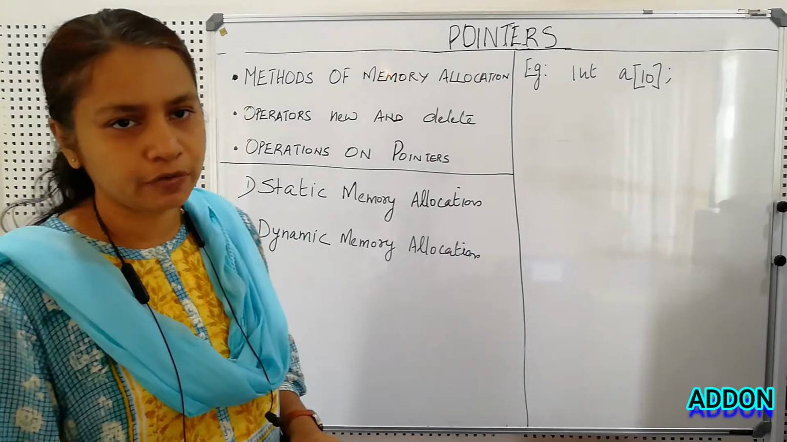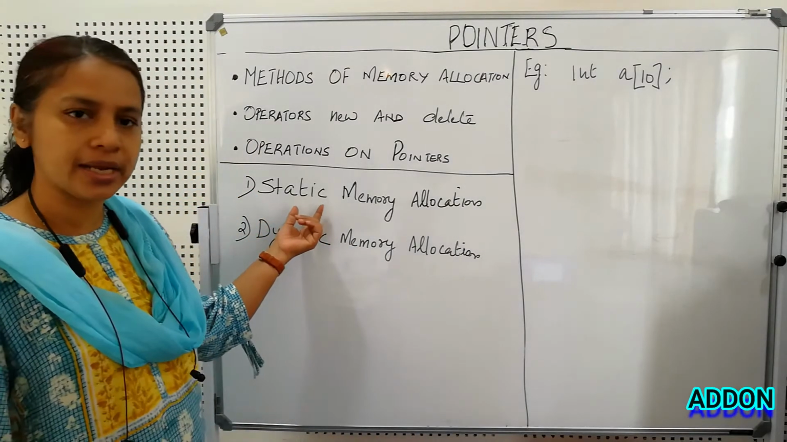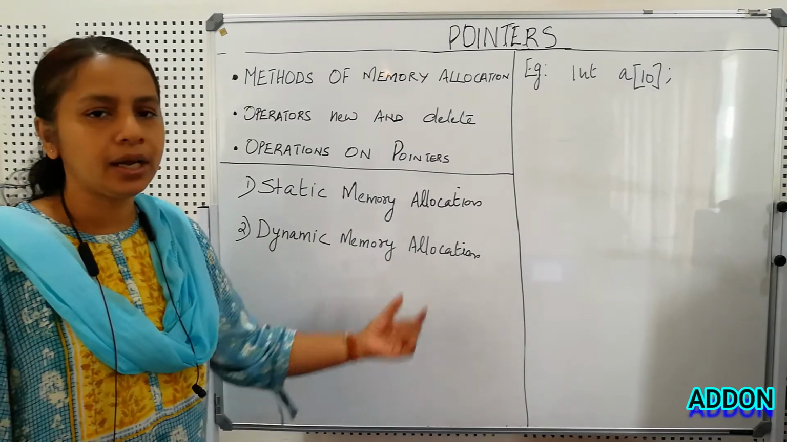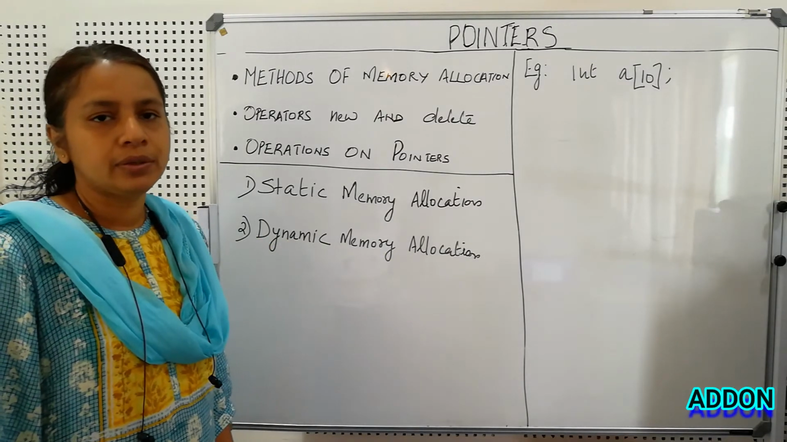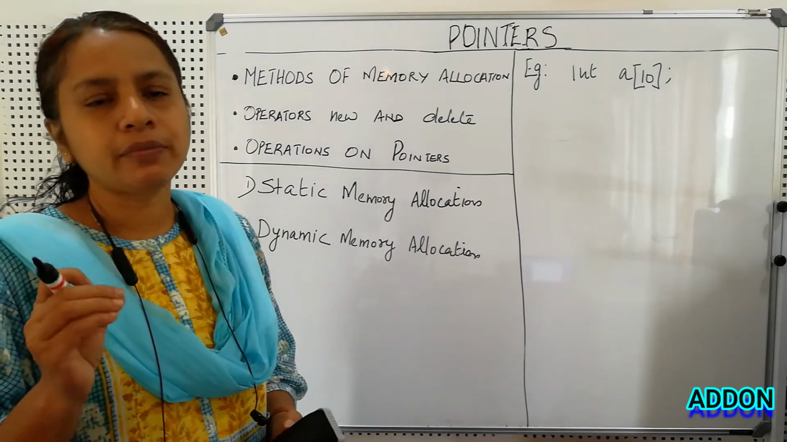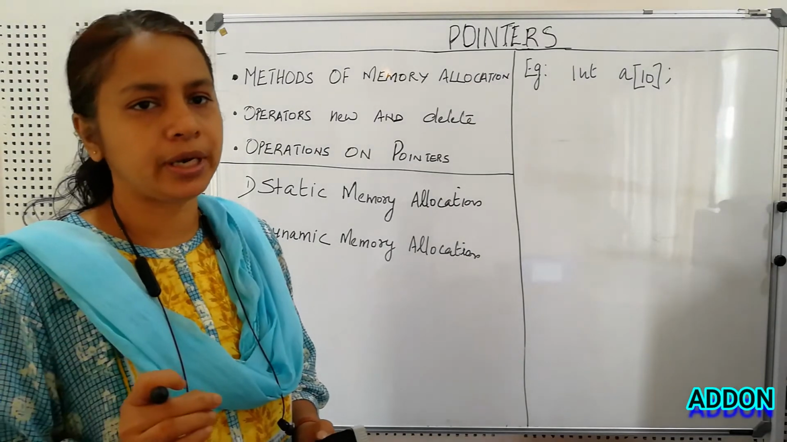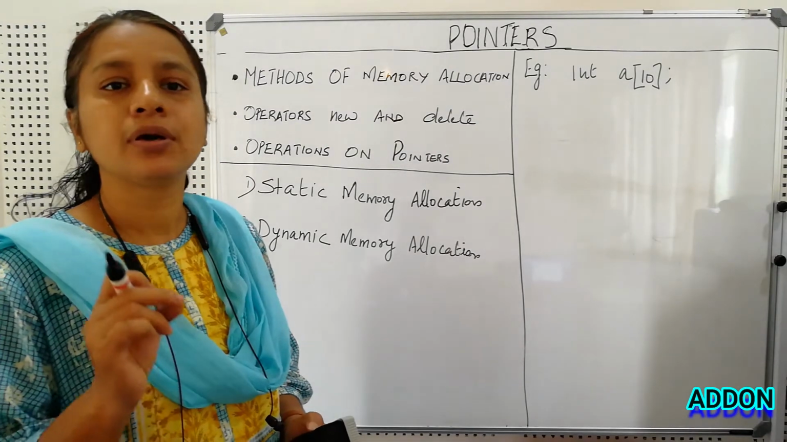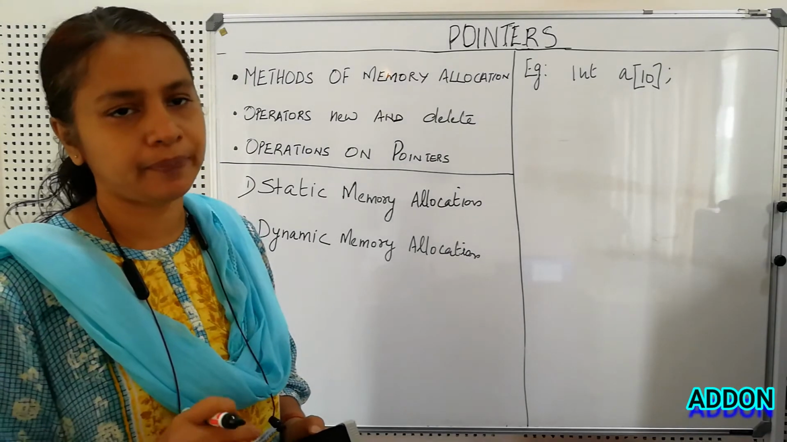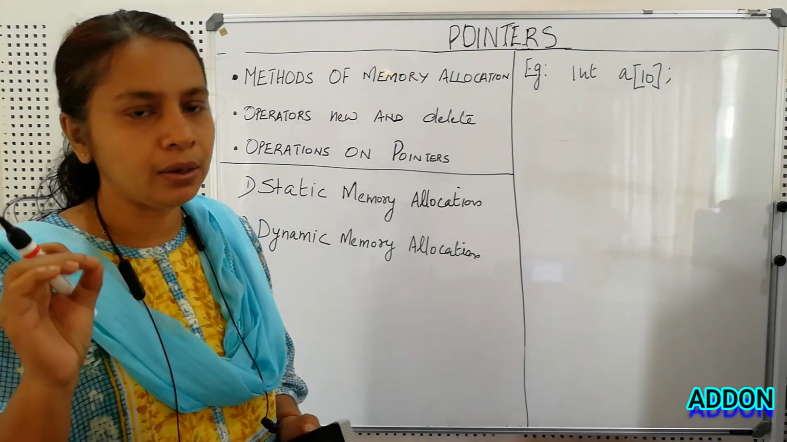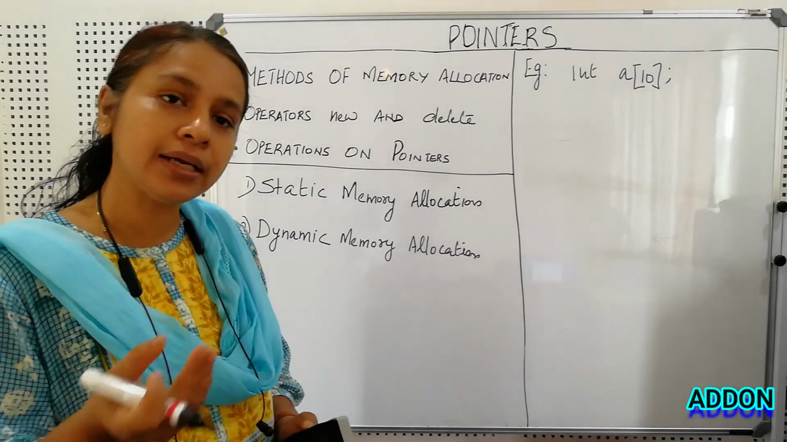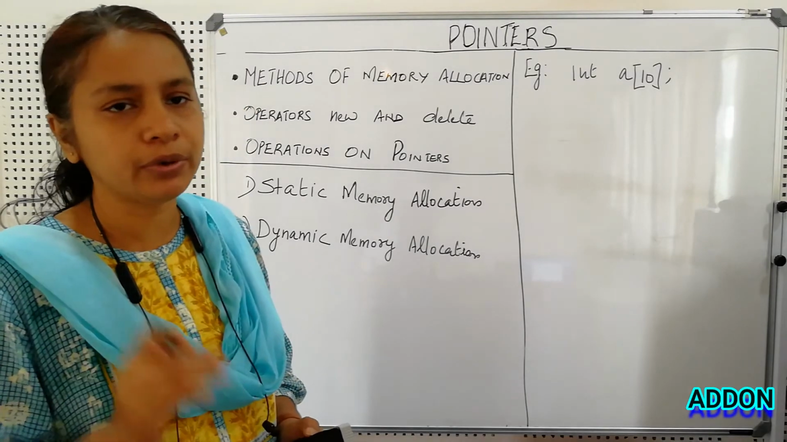There are two methods of memory allocation. The first one is the static memory allocation, and the second one is dynamic memory allocation. We know that the amount of memory allocated to a program depends upon the number of variables and the data type of the variables used in the program.